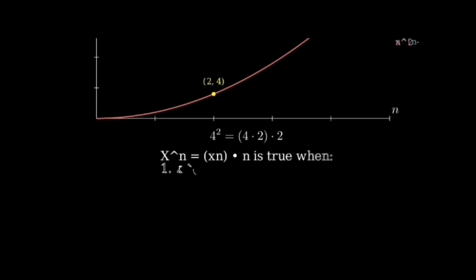In conclusion, the equation x to the power of n equals xn squared is true for any pair of x and n that satisfies the relationship x to the n minus 1 equals n squared, with x not equal to 0. The specific values will depend on this relationship.